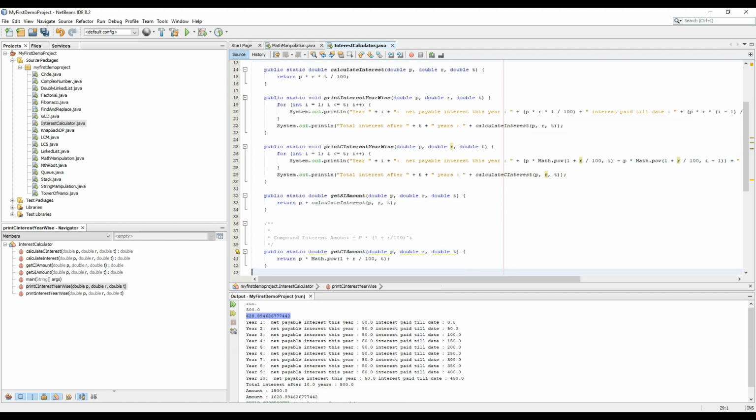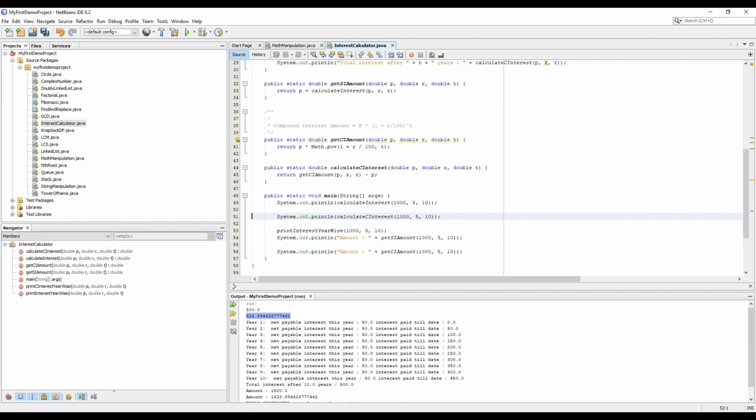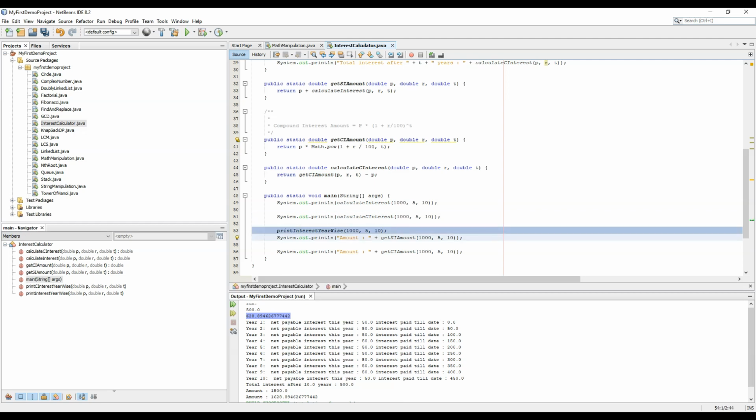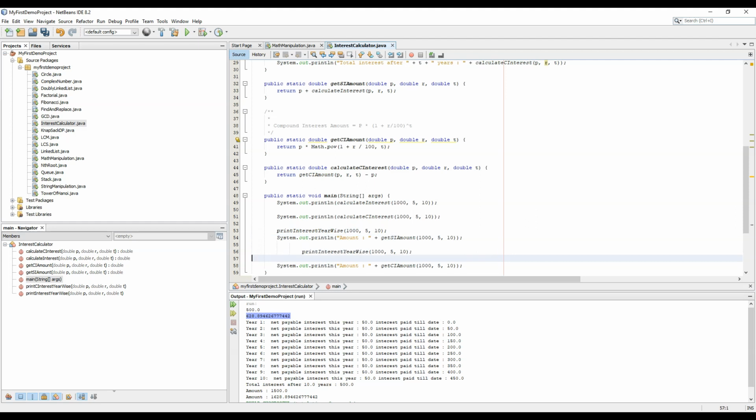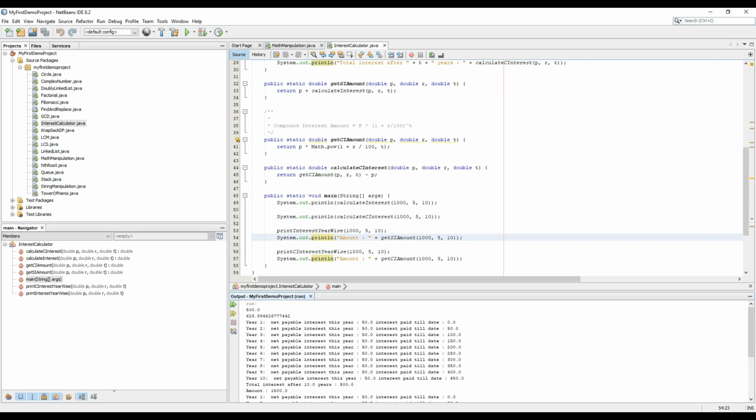So now let's calculate the interest for the print year wise function for compound interest also along with the simple interest. So just need to print it here. So now I have printed.